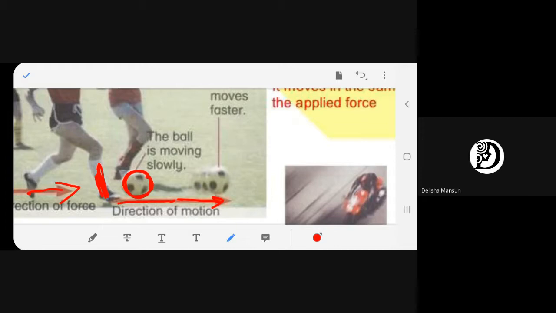The ball is already moving. Yes. See, the ball is already moving. It is in motion already. And the girl kicks the ball. So the ball moves faster, but the direction of motion is the same. You got my point? Yes.